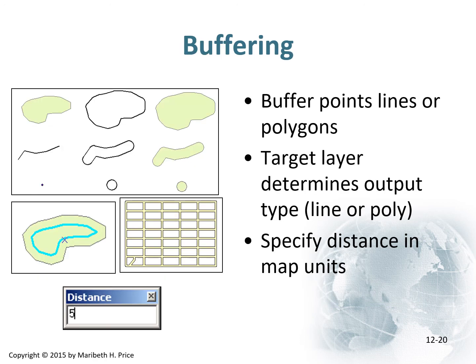Lines or polygons. The target layer determines the output. Basically, it creates a new boundary a specific distance from an existing feature. That's all buffering does.